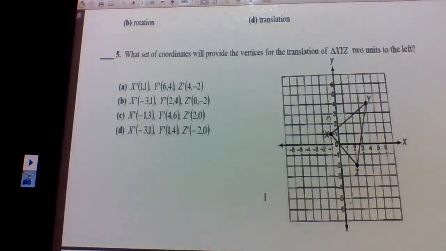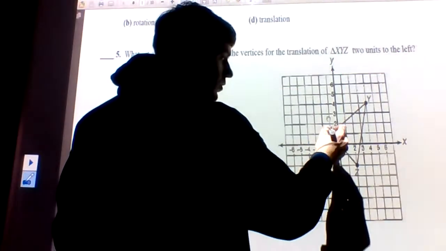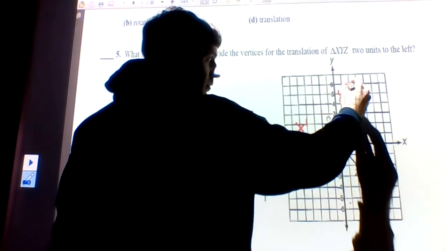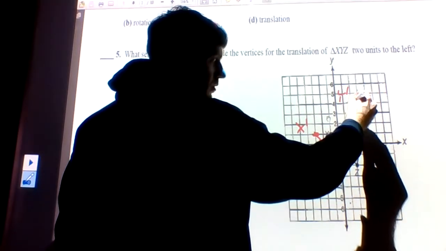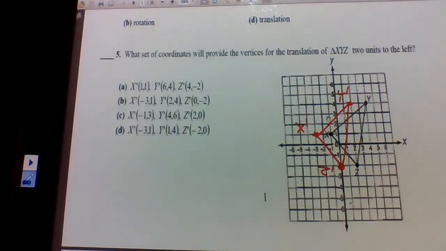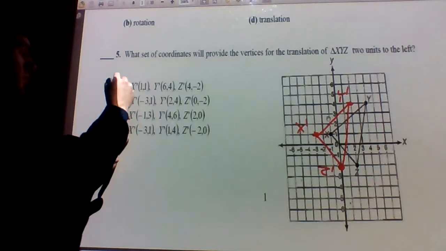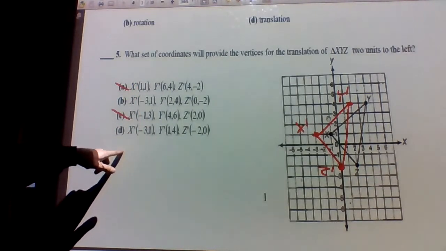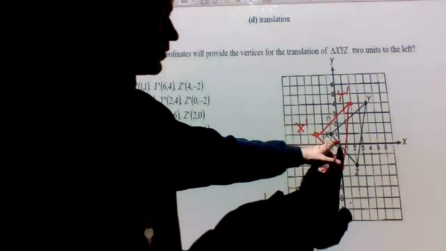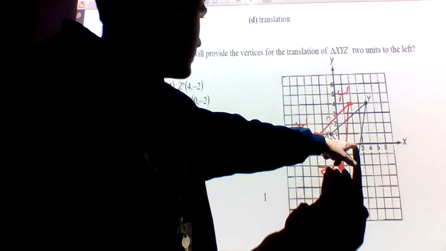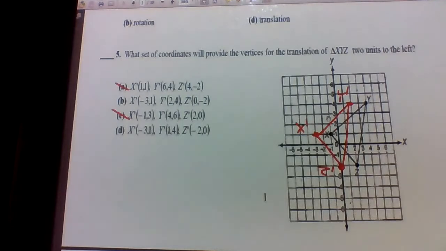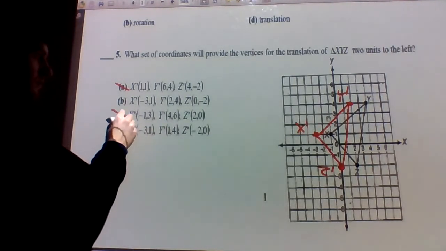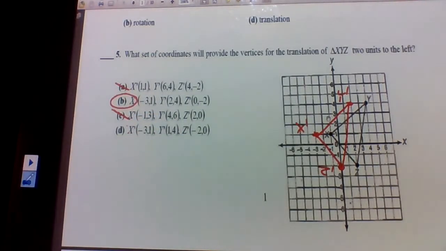Number 5 here, we want to translate our figure 2 units to the left. So pretty easy, we have x, y, z. Let's go left 2. This becomes x prime, y prime, and z prime. We can connect them. The coordinates there are (-3, -1), (2, 4), and (0, -2). Why does it have 1, 4? (2, 4). Oh, I was looking at this one. There you go. Okay, shift 2 to the left.